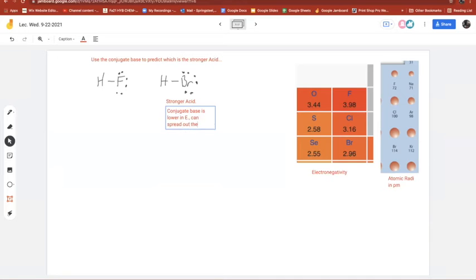And spread out the negative charge more. Lower in energy. And spread out the negative charge more because it's bigger. Okay. And I'll draw that conjugate base. So what I'm talking about is my bromide would look like this, the conjugate base.